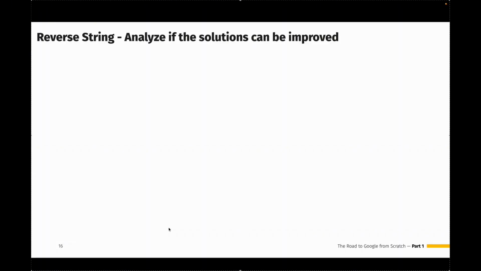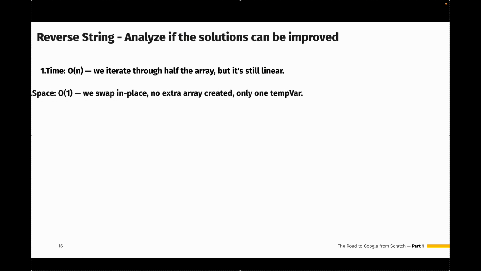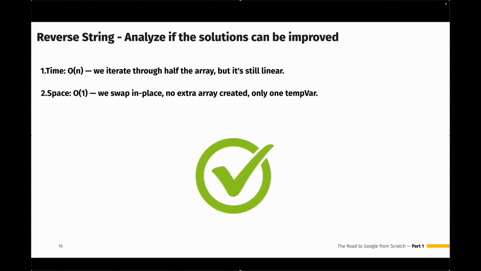So let's analyze the solution. The time complexity is O(n). We iterate through half the array, but it's still linear. And the space complexity is O(1). We swapped in place, no extra array created, and only one temp variable, which is fine. So the solution looks great, and we can leave it as it is.